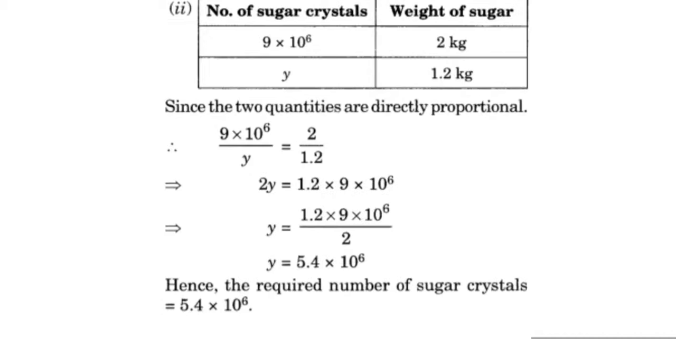Second one, we have to find for 1.2 kg of sugar. So here suppose the number of sugar crystals are Y. So again these two are in direct proportion. So 9 into 10 raised to the power 6 upon Y is equal to 2 upon 1.2. Cross multiply. So 2y is equal to 1.2 into 9 into 10 raised to the power 6. Now simplify. So it will come y is equal to 5.4 into 10 raised to the power 6. This is the answer.